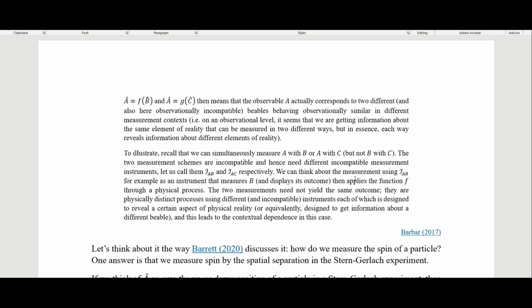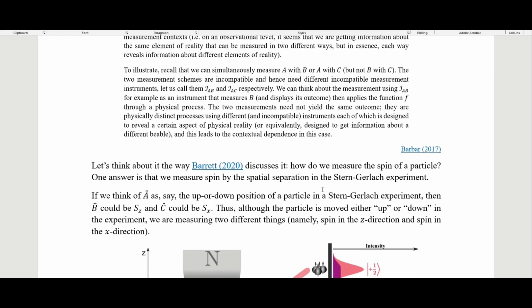We could think about the measurement using tau AB, for example, as an instrument that measures B and displays this outcome, then applies the function f through a physical process. The two measurements need not yield the same outcome. They are physically distinct processes using different and incompatible instruments, each of which is designed to reveal a certain aspect of physical reality, and this leads to the contextual dependence in this case.